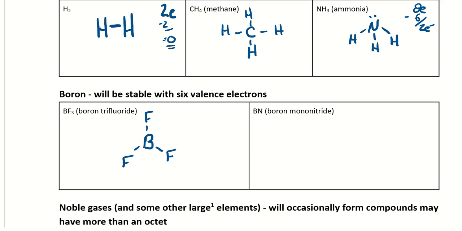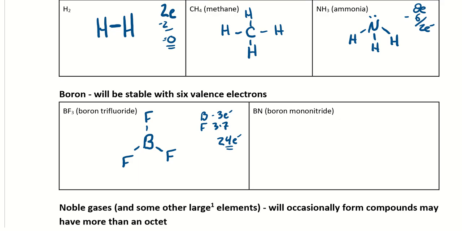Okay, so how many electrons do we have if we look at boron trifluoride? Well, boron has 3 electrons. Fluorines have 7. So we have 3 times 7. So that gives us 24 electrons to place, okay? So let's see what we do.